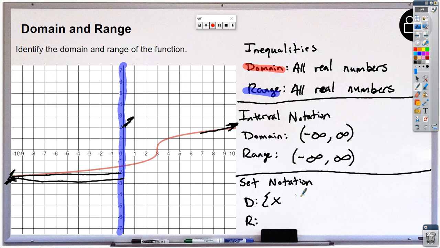We're talking about domain, the x's: x such that, and that's what this little bar means. Basically, x is a value such that x is an element, and element means it's part of that set, part of that group, part of all the real numbers. That's what this little notation is for, talking about the real numbers, all the numbers that can possibly be included. Same thing with range: y is a value such that y is an element of the real numbers as well, and that's our set notation for this example.